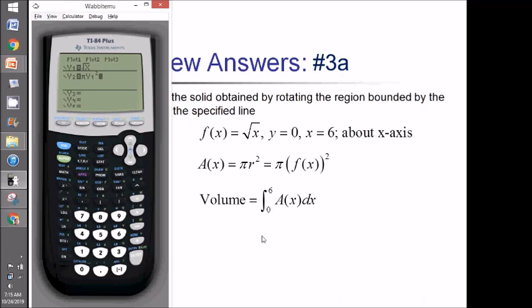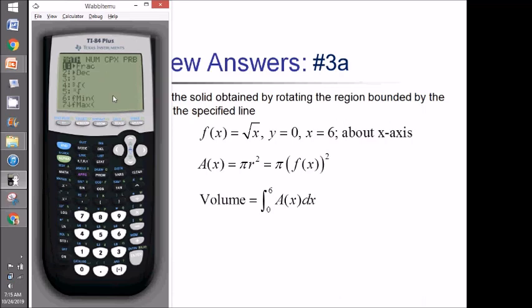Just to be a little bit fancy, I'm actually going to do a little bit of work in my y equals. In y2, I'm going to basically put my area formula here, which is pi times y1, the square root function, squared. I could just say pi x, but I'm being fancy, because you could do that with any function, even if it isn't easy to square.